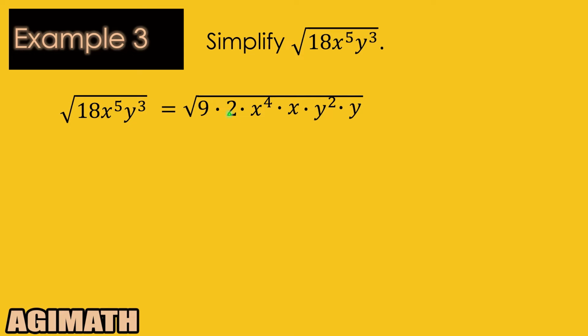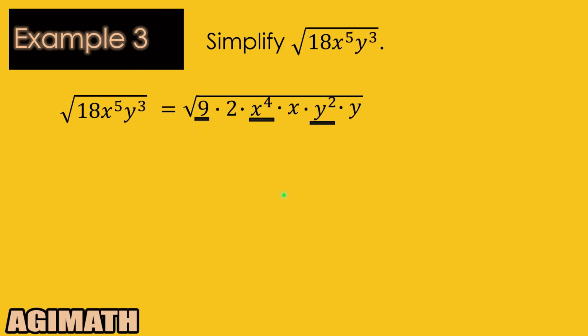After that, we group together those that are perfect squares. 9, x to the power of 4, and y squared. When it comes to number, you should memorize. When it comes to variable, again, just remember that the exponent should be divisible by the index, and that is a perfect power. So for example, if the index is 3, the exponents on x and y should be divisible by 3 so that it will become a perfect power.